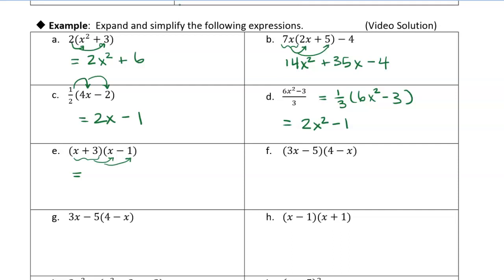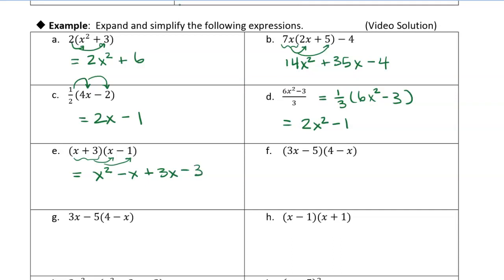So first, we're just going to multiply the first two terms of each binomial. So we'll get an x squared. And then outer, we get a -x, right? X times a -1 is -x. And then we'll add a 3x in the middle, right there with the inner terms. And then finally, 3 times a -1 is -3.